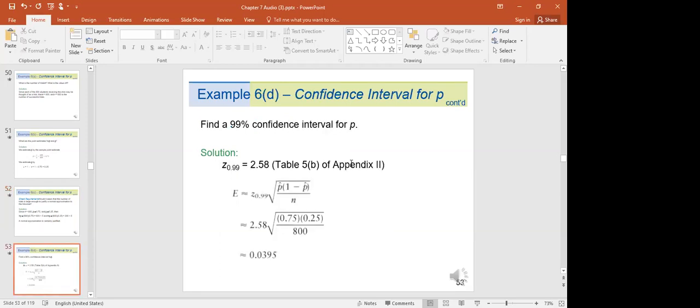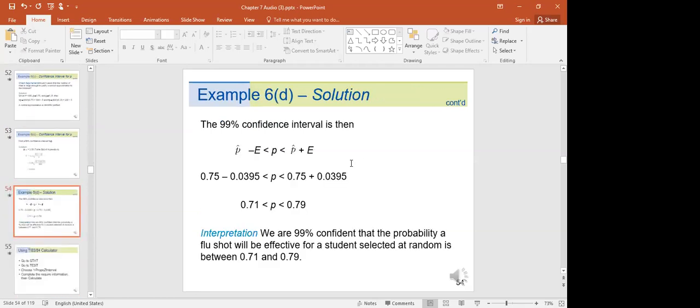And using the formula, zc equals 2.58, E equals zc square root of pq over n, we replace it into the formula to have 0.095, which we will add and subtract to the sample proportion p hat to get 0.71 to 0.79 as the confidence interval. So let's use the calculator to do the same thing. I'm explaining first, then we can use the calculator. If you are ready, get your calculator.